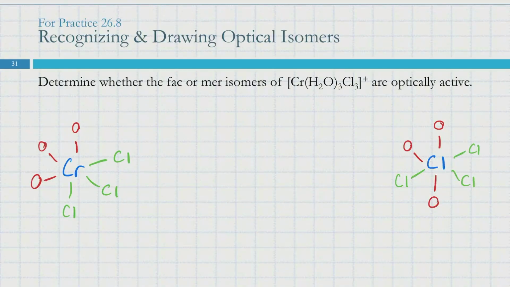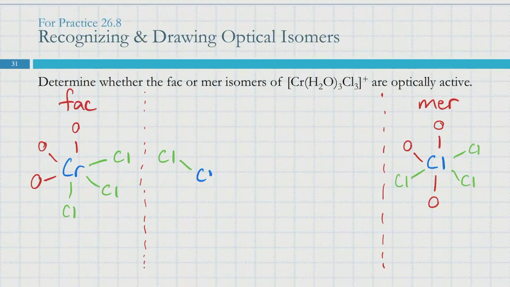All right, so we've got FAC and MER, the facial and meridional isomers. And to see if they're optically active, I'm drawing this dashed line to represent a mirror. So we're going to draw the mirror image of each of these.